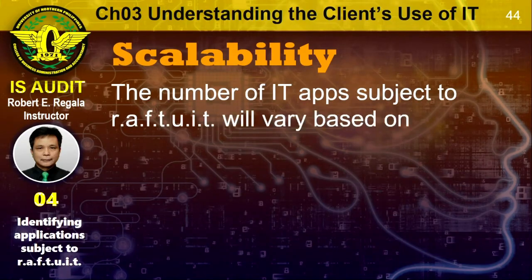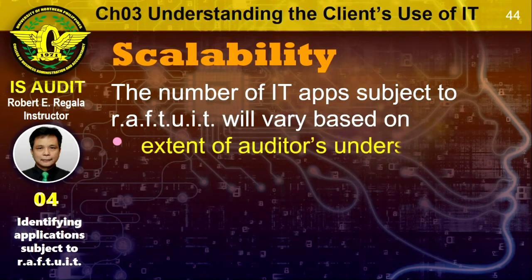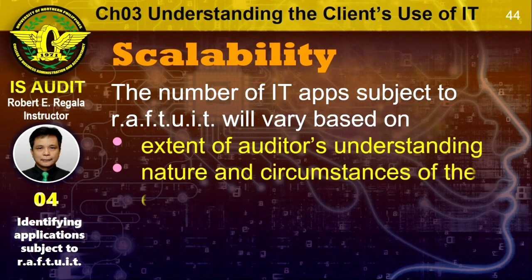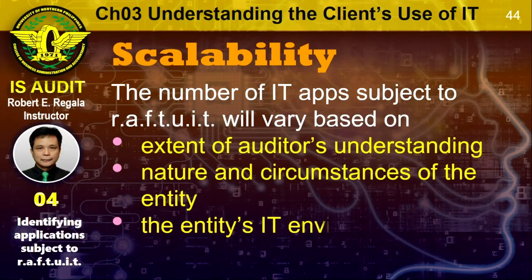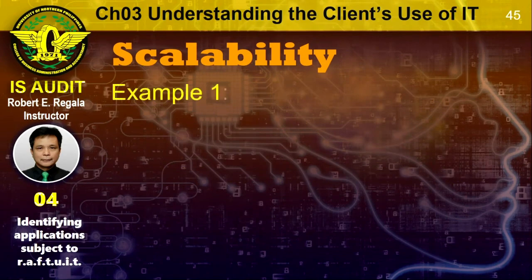The extent of the auditor's understanding of the IT processes, including the extent to which the entity has general IT controls in place, will vary with the nature and the circumstances of the entity and its IT environment, as well as based on the nature and extent of controls identified by the auditor. The number of IT applications that are subject to risks arising from the use of IT also will vary based on these factors. Examples. Number 1.